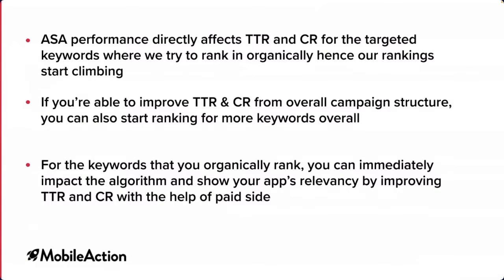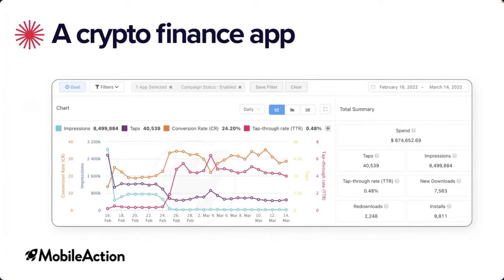So one other example that we have, an amazing example that we've seen, one of our major clients, a specific crypto finance app, we've seen a very great improvement in their tap through rates and conversion rates once we started to implement custom product pages for this particular client. When that happened, we saw a significant decrease in their CPAs, understandably, because now we're getting more installs from the volume of people who are searching for the terms, right? We were able to see that their organic performance at the same time started to improve very greatly as well.